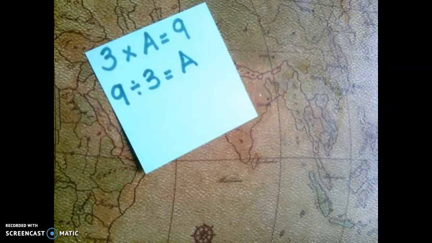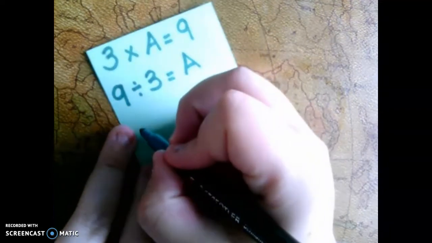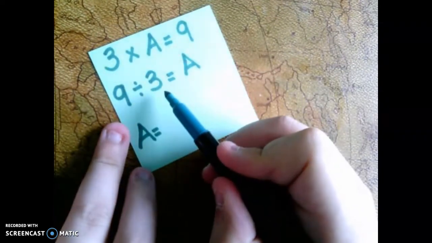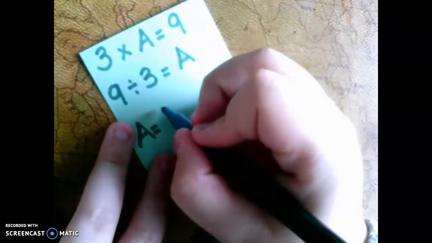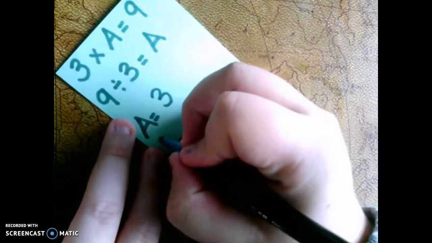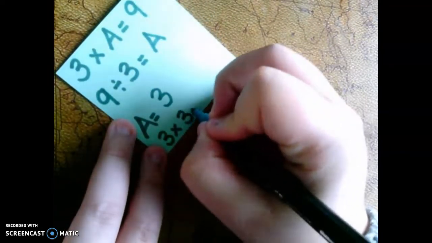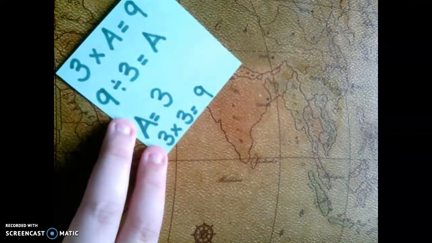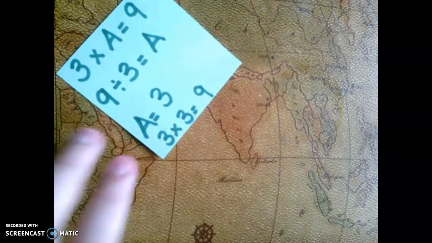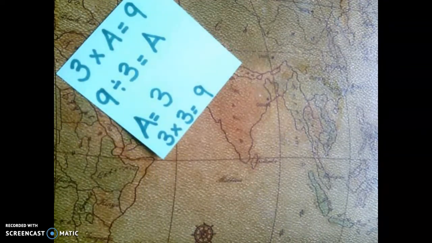Now we are amazing at our facts. We know that 3 times something equals 9. Whatever that number is, that something is what a is equal to. So you probably guessed it already that 9 divided by 3 is equal to 3. So a equals 3 because 3 times 3 equals 9, which means that 9 divided by 3 would also equal 3. Okay? So we're going to work through another question like that.